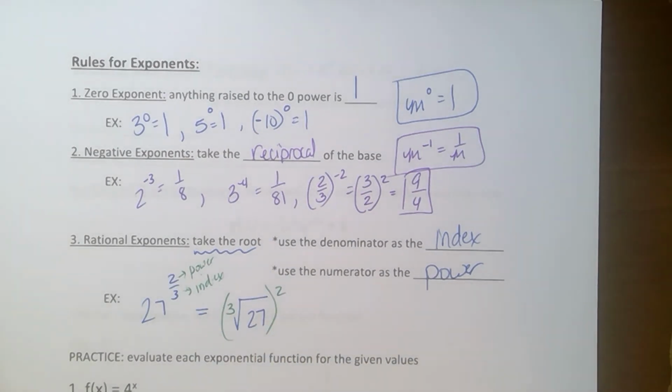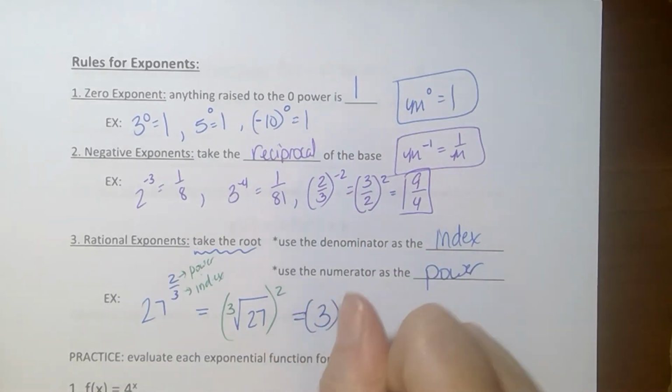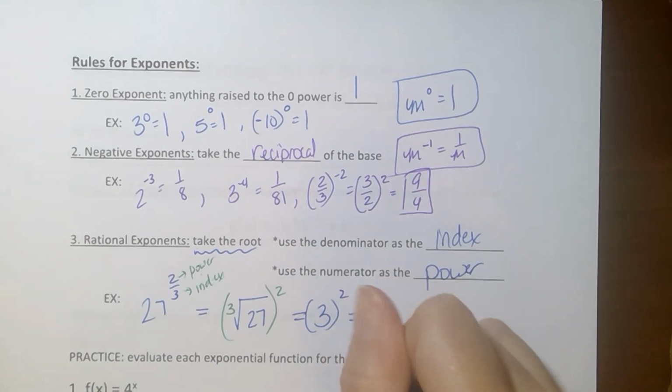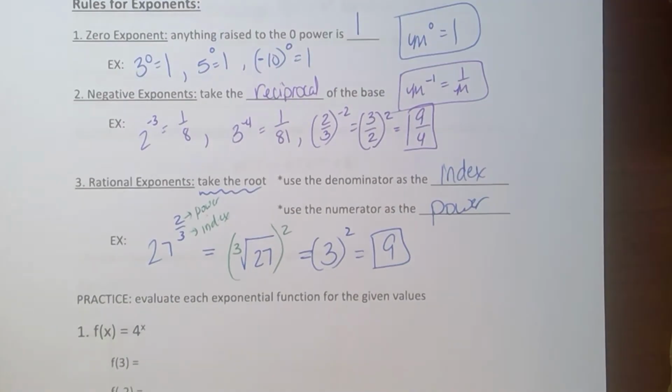Now, when I'm dealing with real numbers, not imaginary numbers, the order here is a little irrelevant. You're going to get the same result either way. But instead of squaring 27, that gets huge. I'm going to stay as small as possible. I'm going to take the cube root of 27. What value times itself 3 times gives me 27? Well, that's 3. And then I still have to square that 3. 3 squared is 9. Okay, so those are my general rules for exponents.